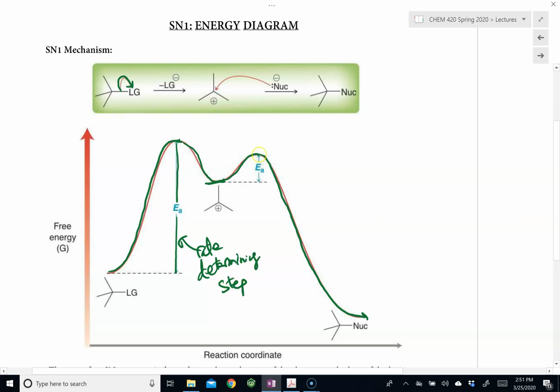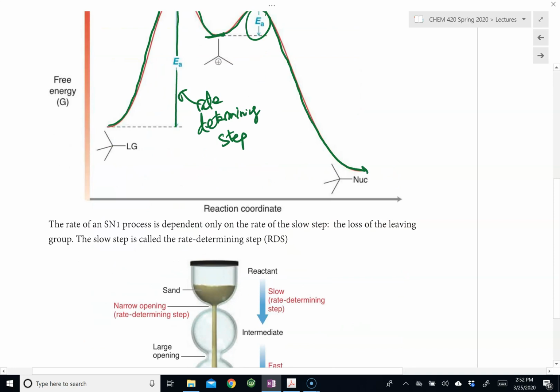The nucleophilic attack does not require that much energy at all to happen. So the rate of the reaction is dependent on only the rate of the slow step, and that is the loss of the leaving group step. This slow step is again called the rate determining step.